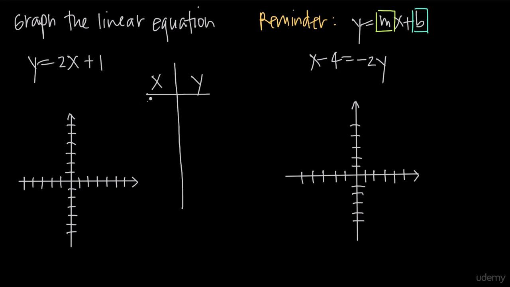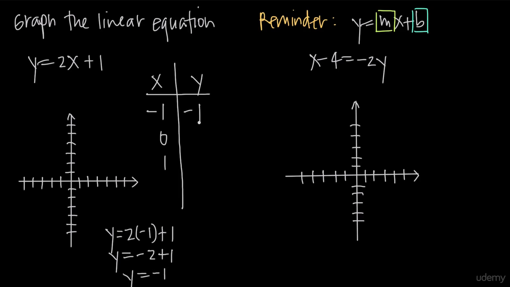If you're going to plot points, you always want to pick for x a negative value, 0, and a positive value at least. We'll use -1, 0, and +1. That's pretty standard because they're usually pretty easy to find. So we're going to plug these values for x into this equation for y to find the associated value for y. So plugging -1 in for x, we're going to get y equals 2 times -1 plus 1. That'll give us y equals -2 plus 1, which is -1.